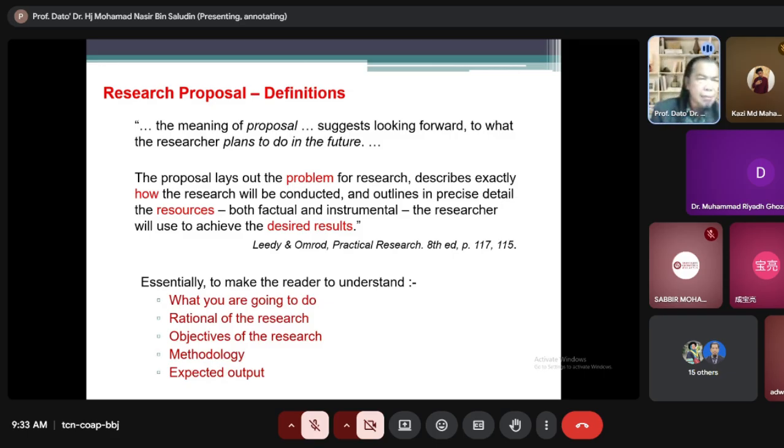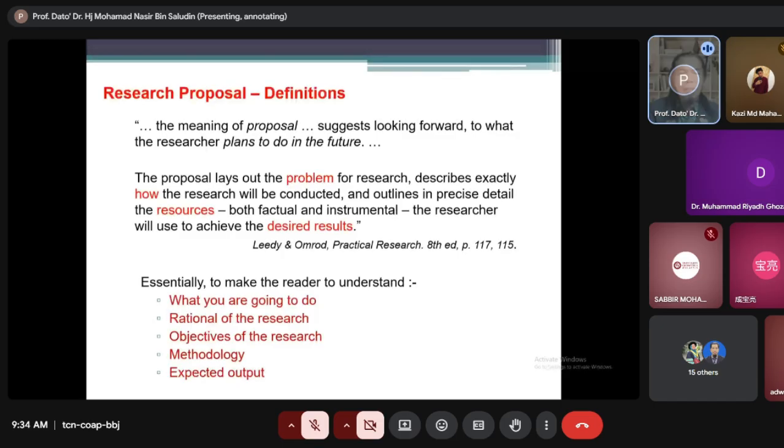Okay, now we go to another step, the research proposal, or in short form RP. What is the definition of RP? A research proposal suggests, looking forward, what the researcher plans to do in the future. I urge everybody, starting from last semester, every new student must take research methodology in the first semester and also take academic research in the first semester, and you already have your supervisor. Work with your supervisor and develop your research proposal, then you must have your research proposal defense, RPD, in semester 1. At the end of semester 1, you must have the RPD.